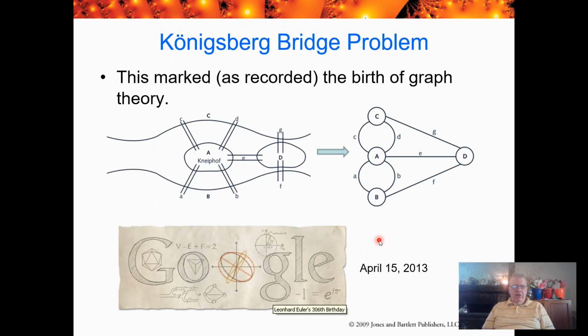So on the 306th birthday of Leonhard Euler, Google published this little diagram, and down in the lower corner is a description of the graph, the start of graph theory, for what that's worth.